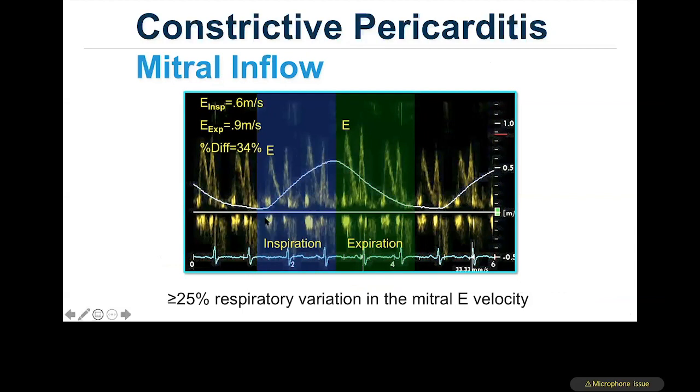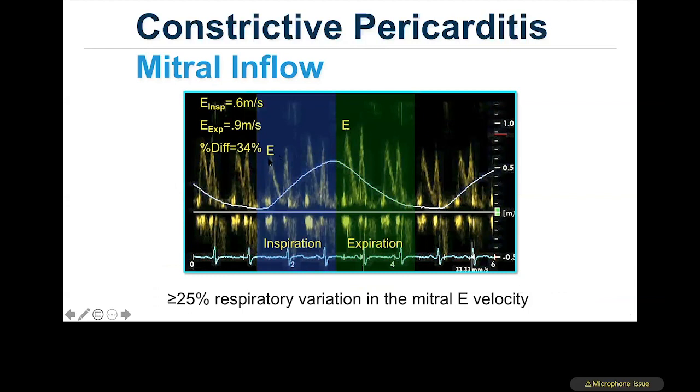You can see here, this is the inspiration and this is the expiration. If you look at the first beat during the inspiration and the first beat during the expiration, at the peak of the E wave from inspiration to expiration, you see a large change of velocity from 0.6 to 0.9. And this change is 34%.